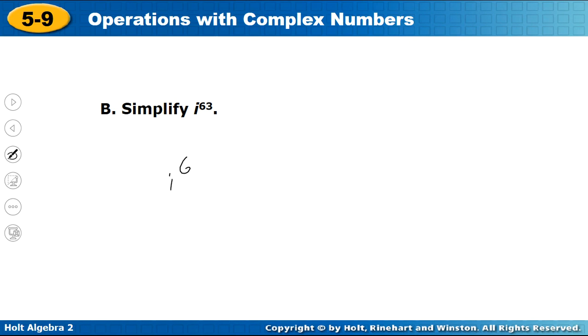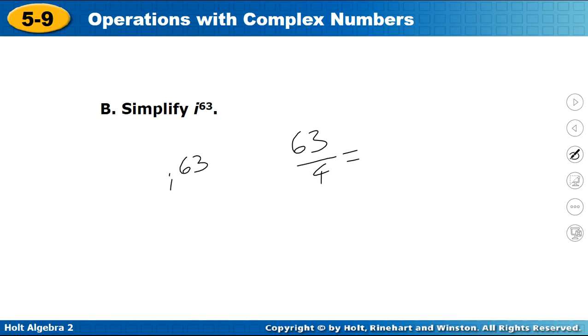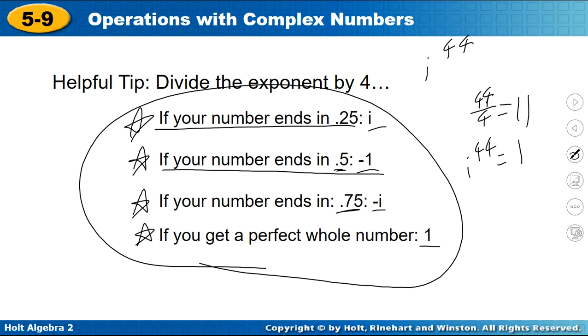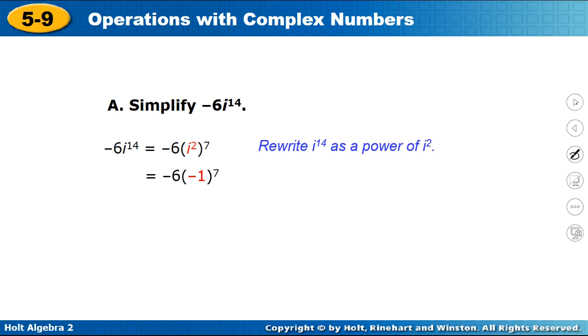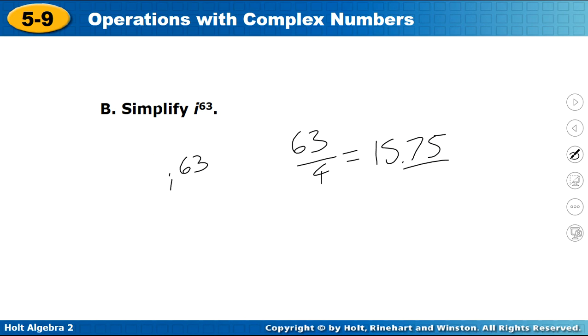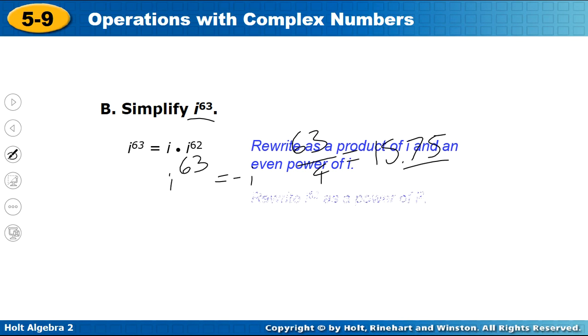Here I have i to the 63rd power. So let's take our process. Let's divide 63 by 4. This comes out to be 15.75. So I have a number that ends in 0.75. What did our chart say? If it ends in 0.75, this is going to be a negative i. So i to the 63rd power is going to be equal to negative i. There's nothing else to it because it just wanted i to the 63rd power simplified. It didn't have a number like negative 6 times it.